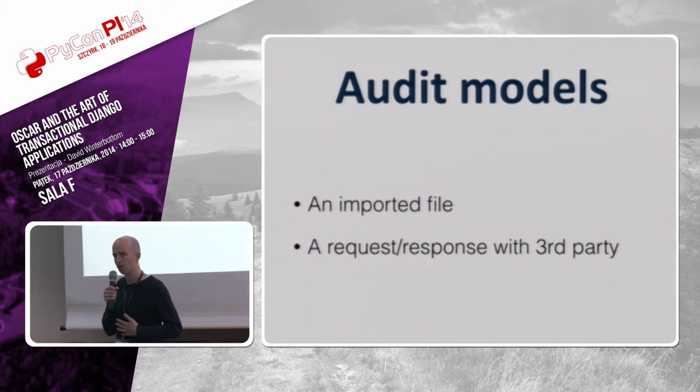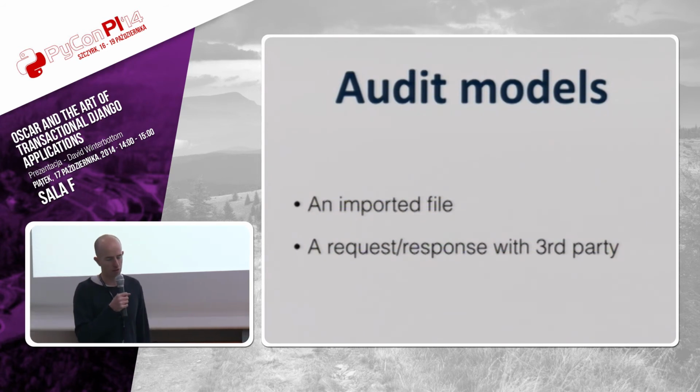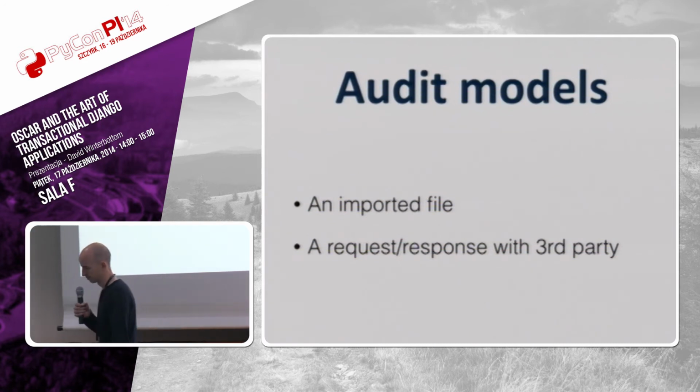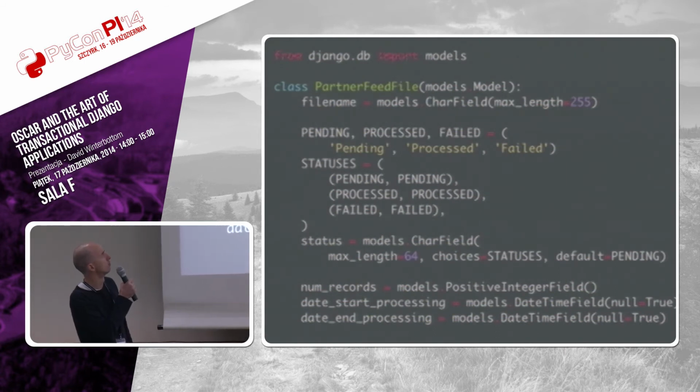Another useful one is if you're ever interacting with a third-party service, like if you're using PayPal, say PayPal Express, you're going to post some data over to them and get a response. And it's really useful to have a simple model that just captures the raw data you sent and the raw data you got back and how long it took. So here's an example anyway. So this is one that represents some kind of feed file from a third party.